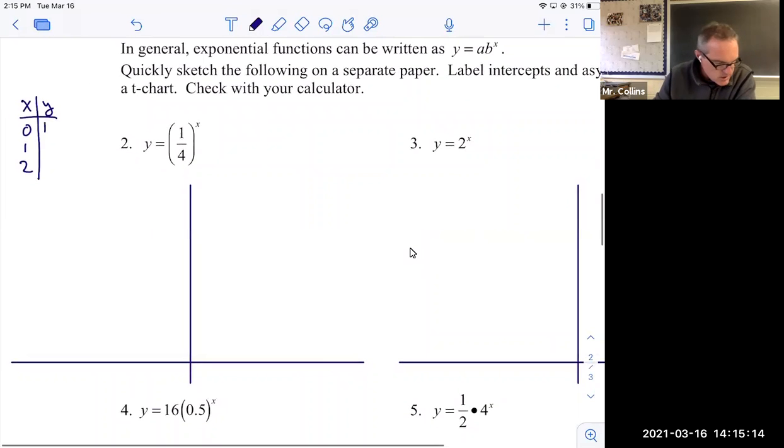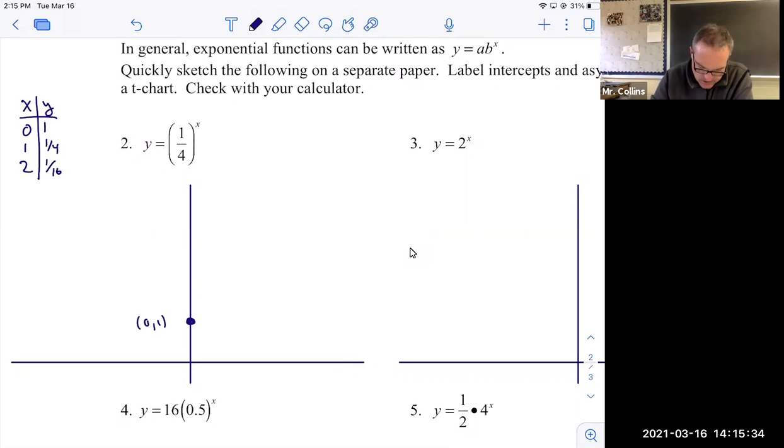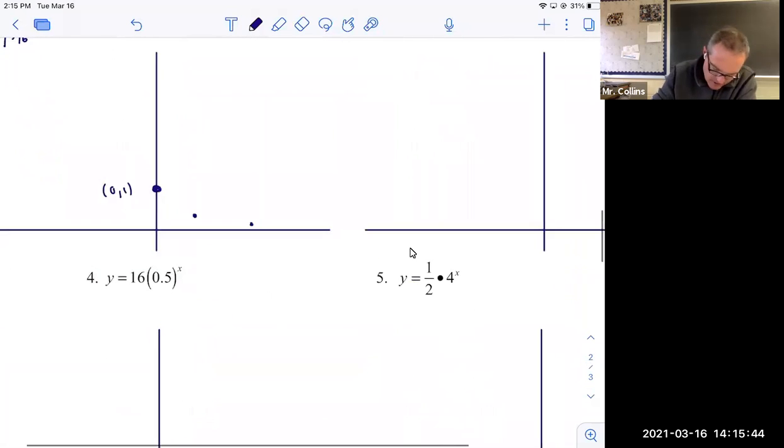Of course, anything to the 0 power is 1. So there we go. Almost all of these exponentials hit (0, 1), unless you do some kind of shift, either vertically or horizontally. And if you plug in 1, I get 1/4. If I square things, I get 1/16. And already you can see what's going to happen. Right, at 1, you get 1/4. That's about here. At 2, I get 1/16. And then you could already see there's the horizontal asymptote that I totally anticipate at y equals 0.